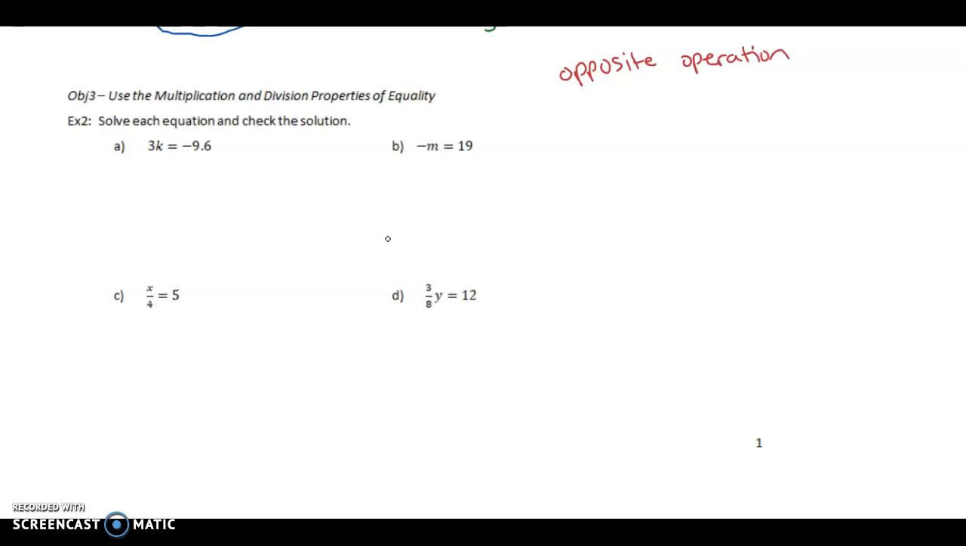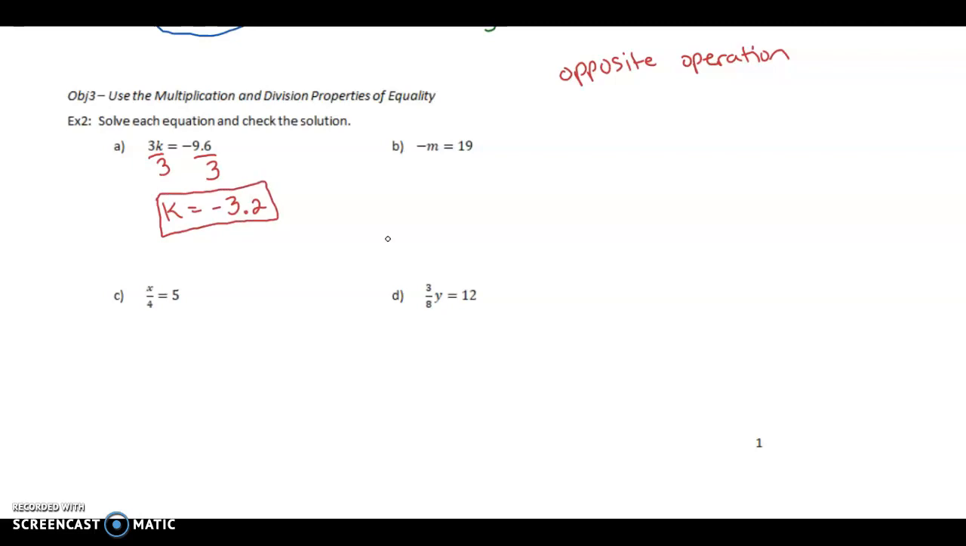The opposite of multiplying by 3 would be dividing by 3. So if we divide both sides by 3, 3 divided by 3 is 1. So we're just left with 1k. And then negative 9.6 divided by 3 is negative 3.2. And again, you're welcome to use the calculator at any time, but specifically with decimals, to make sure that you've got the right answer. And remember that a negative divided by a positive is a negative.